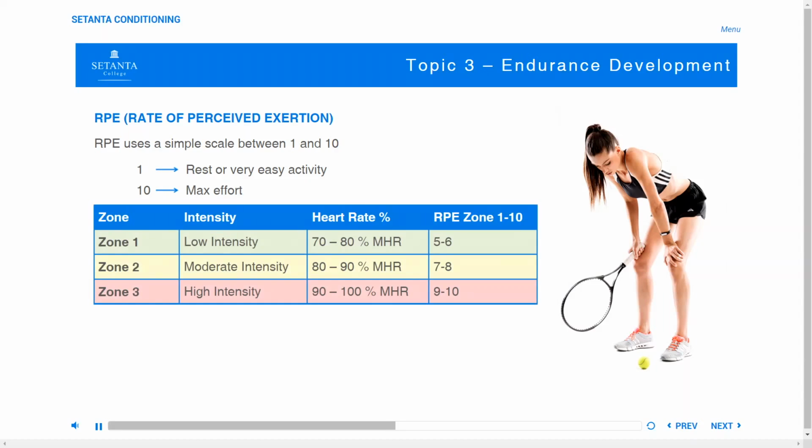Zone 1 will be equal to an RPE of between 5 and 6. Zone 2 will be equal to 7 and 8. And Zone 3 will be equal to maximum effort of between 9 and 10.